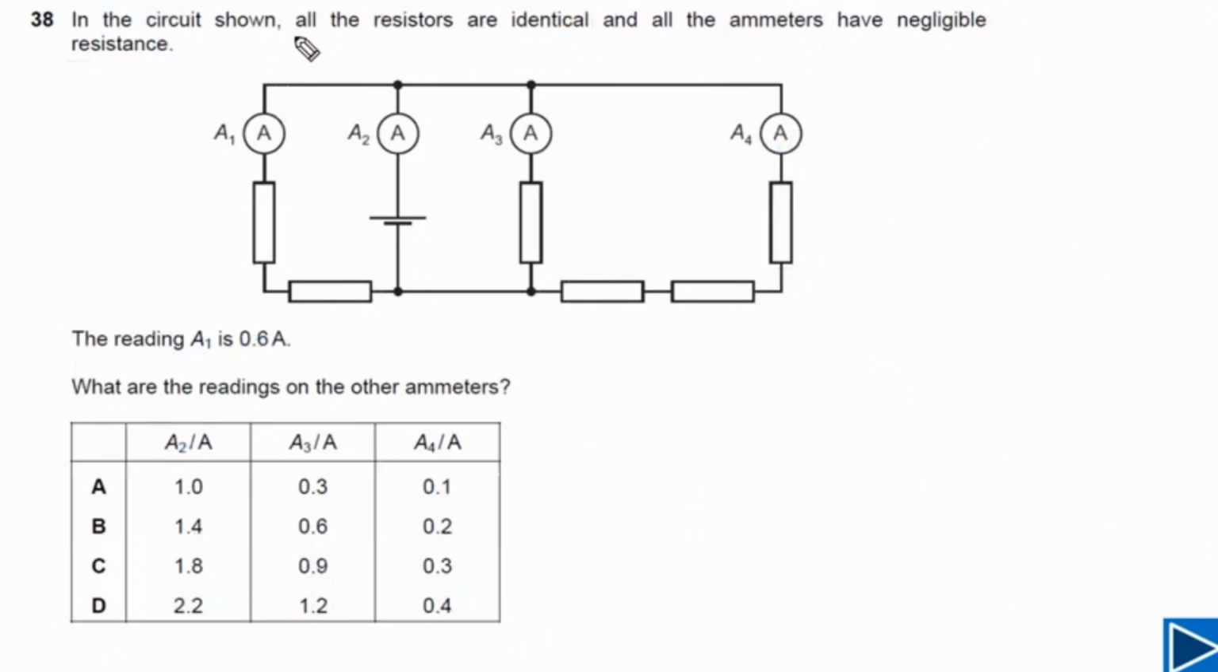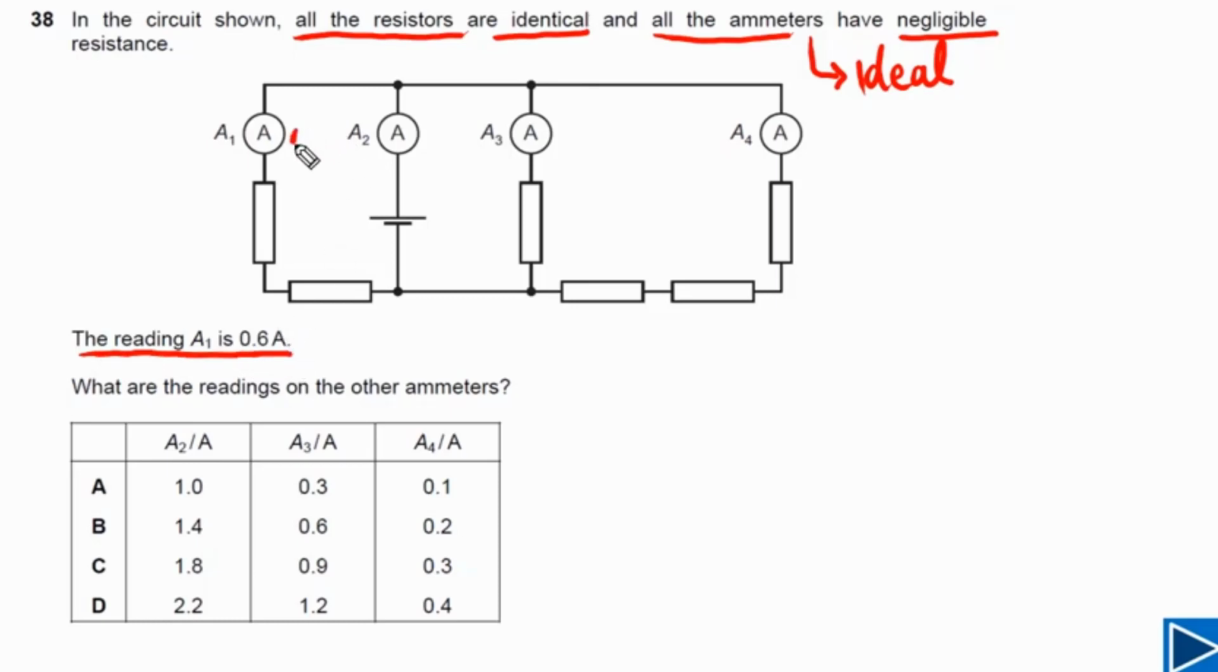For this question, it is given to us that all the resistors are identical. Identical simply means that they have the same resistance, and all the ammeters have negligible resistance. It simply means that ammeters are ideal ammeters and they have no resistance. The question is also telling us that the reading on ammeter 1, A1, is 0.6 amps.